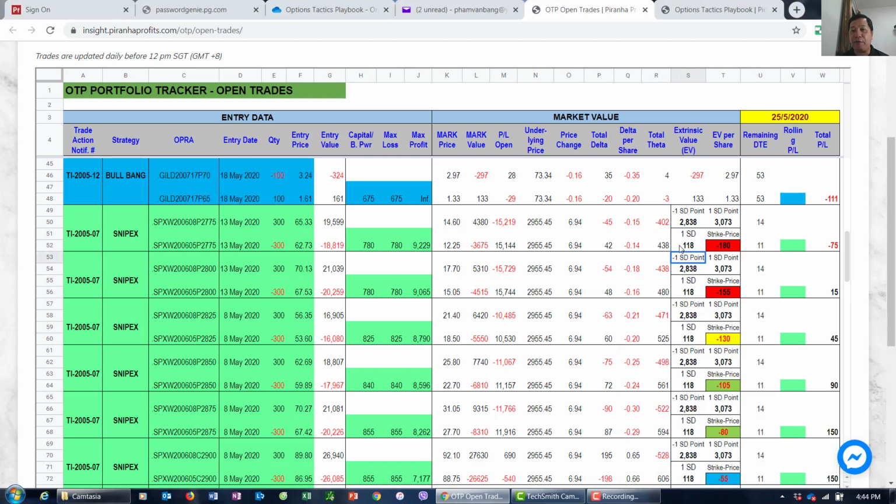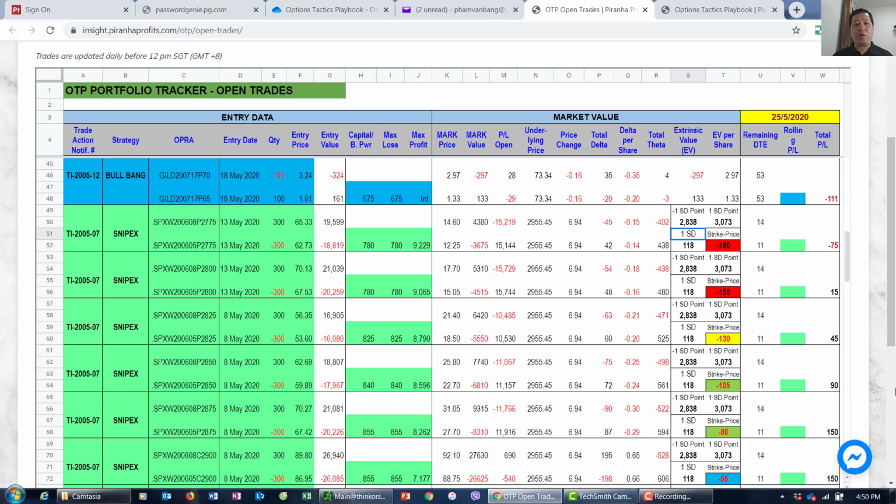I built a formula in such a way that as time passes, the 1SD indicator here will change according to the remaining time to expiration of the short options and the VIX, or the implied volatility. I don't know how Thinkorswim or Interactive Brokers build their own algorithm for their 1SD indicator. I use my own formula to simulate that.